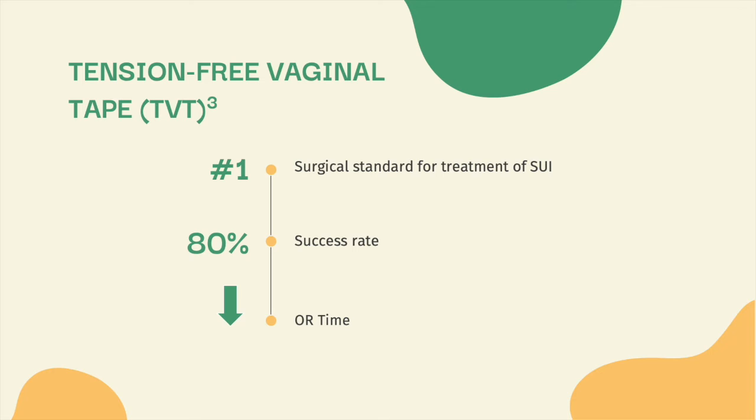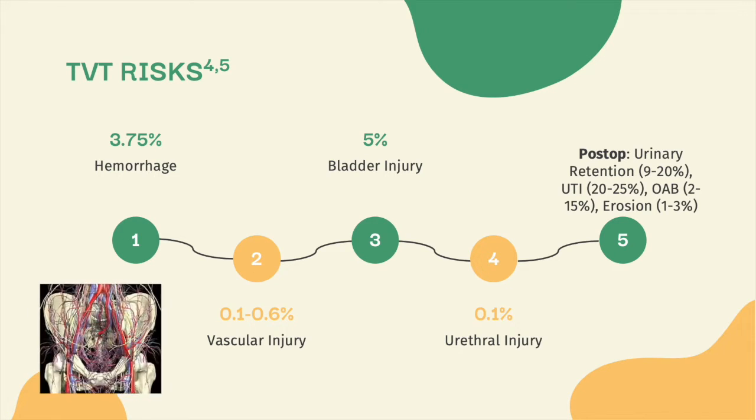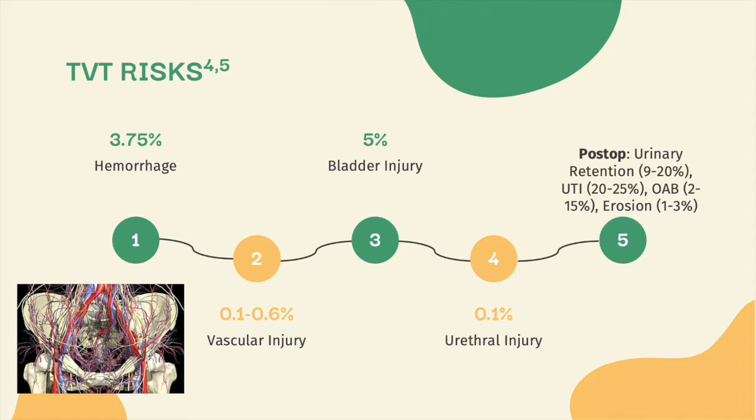The number one surgical standard of treatment of SUI, given in large part due to its high success rate and shortened OR time requirements, is the TVT. As the TVT insertion process relies on passage through pelvic spaces, where there is an intricate condensed network of blood vessels and organs, there is a risk of hemorrhage and a 0.5% risk of iliac artery injury. Bladder and urethral injury are also possible risks. Listed here are possible post-op complications.